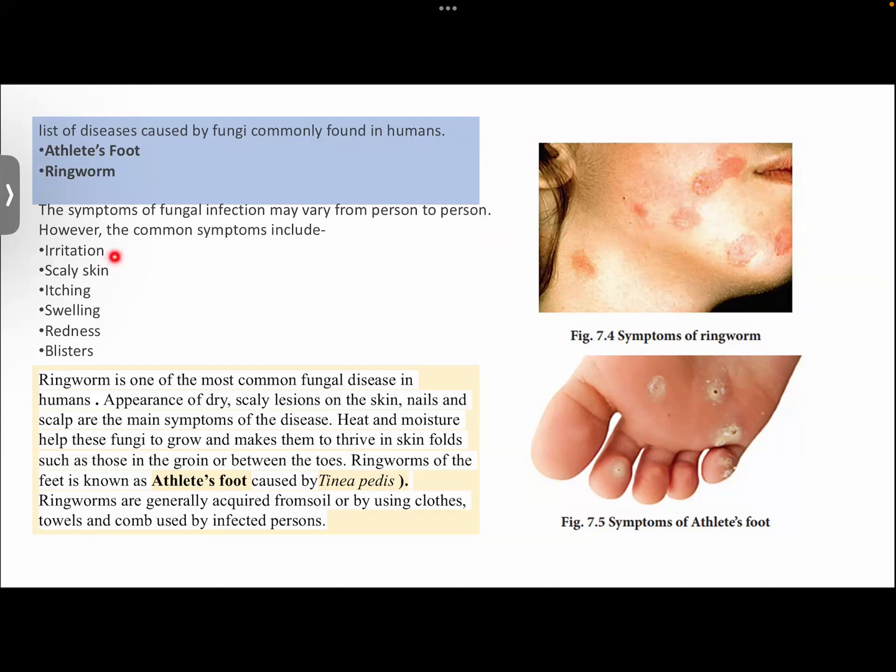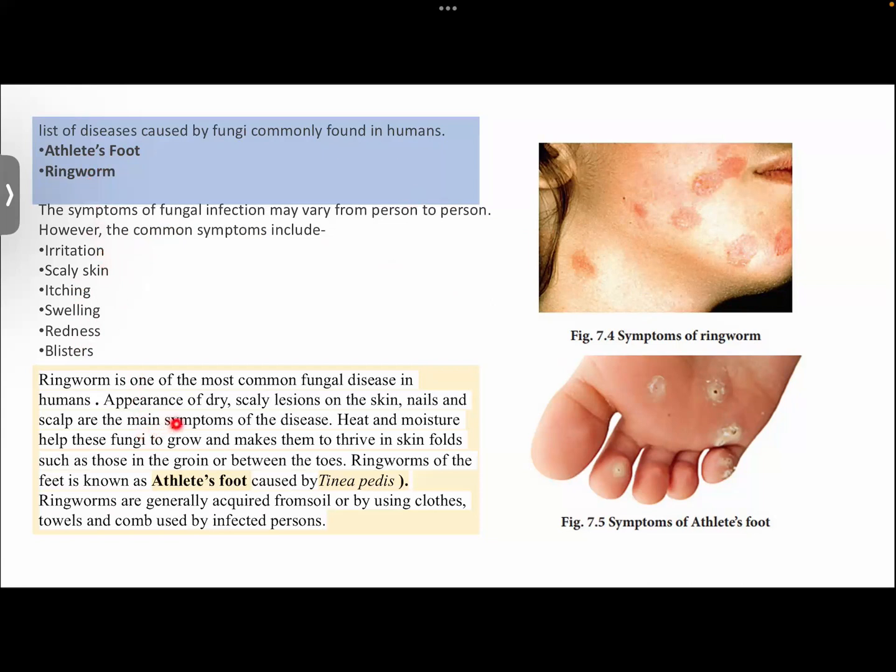Irritation will develop on the skin, scaly skin, like the skin cells will start to die and lose moisture. So the skin will become scaly. Itching will happen, along with swelling, redness, and blisters. These are some of the common symptoms of fungal infections. Whether it is ringworm or athlete's foot can only be told after a doctor analyzes it. These two are common diseases caused by fungi in humans, namely athlete's foot and ringworm.